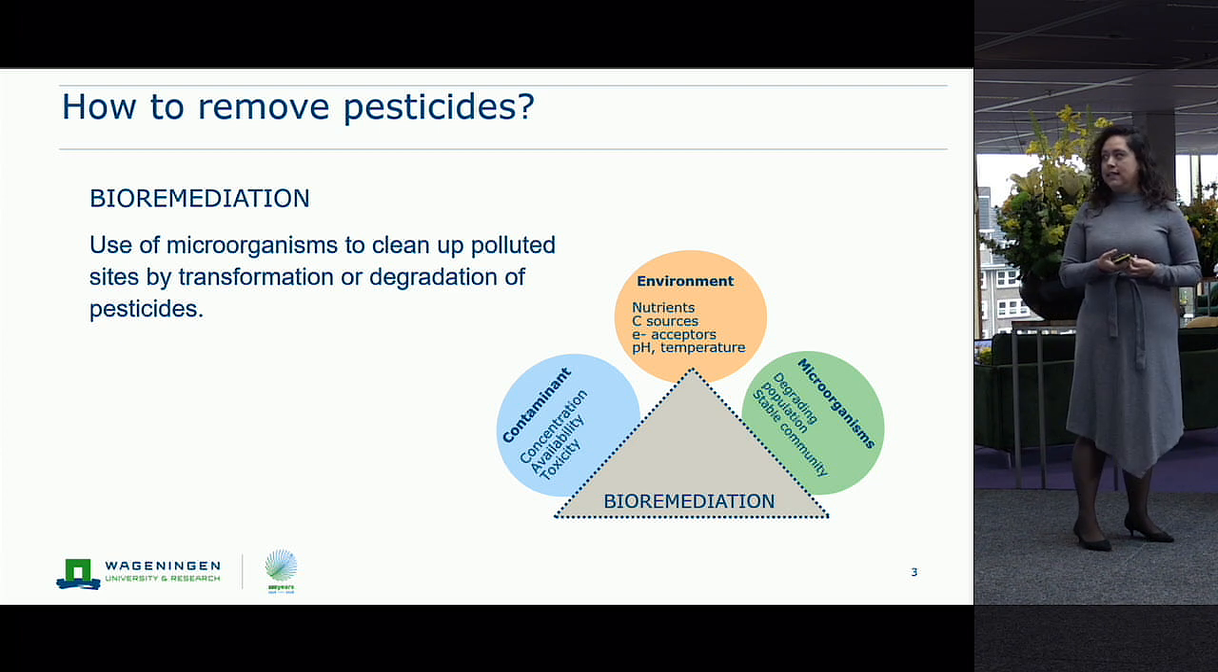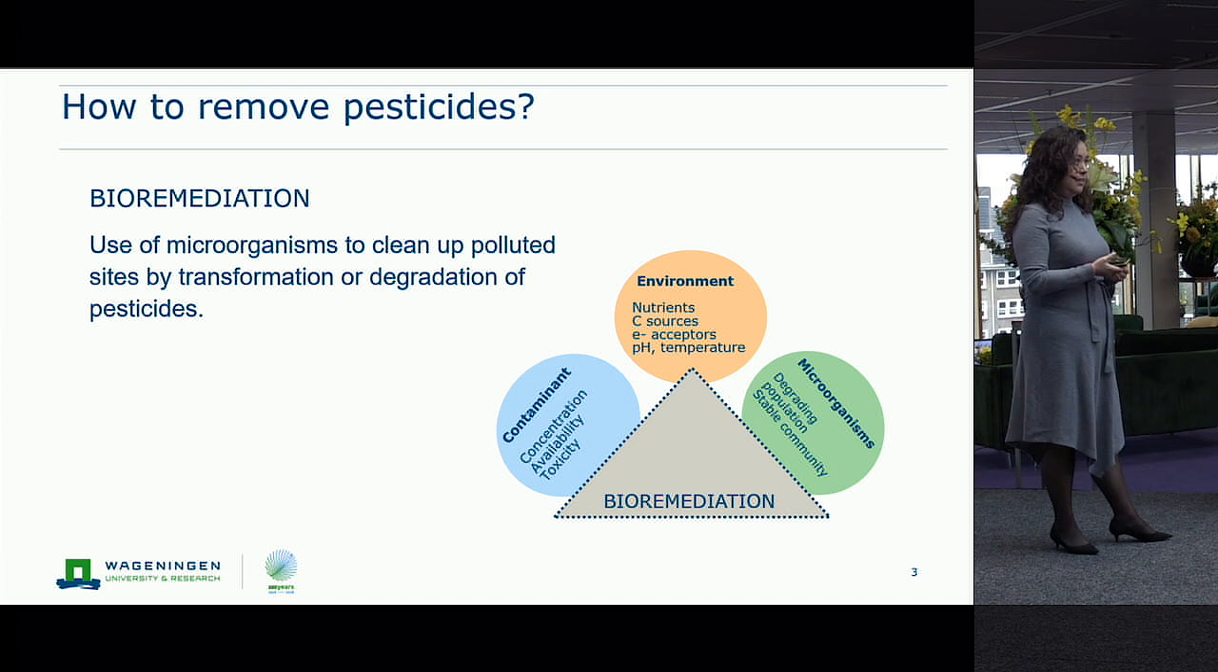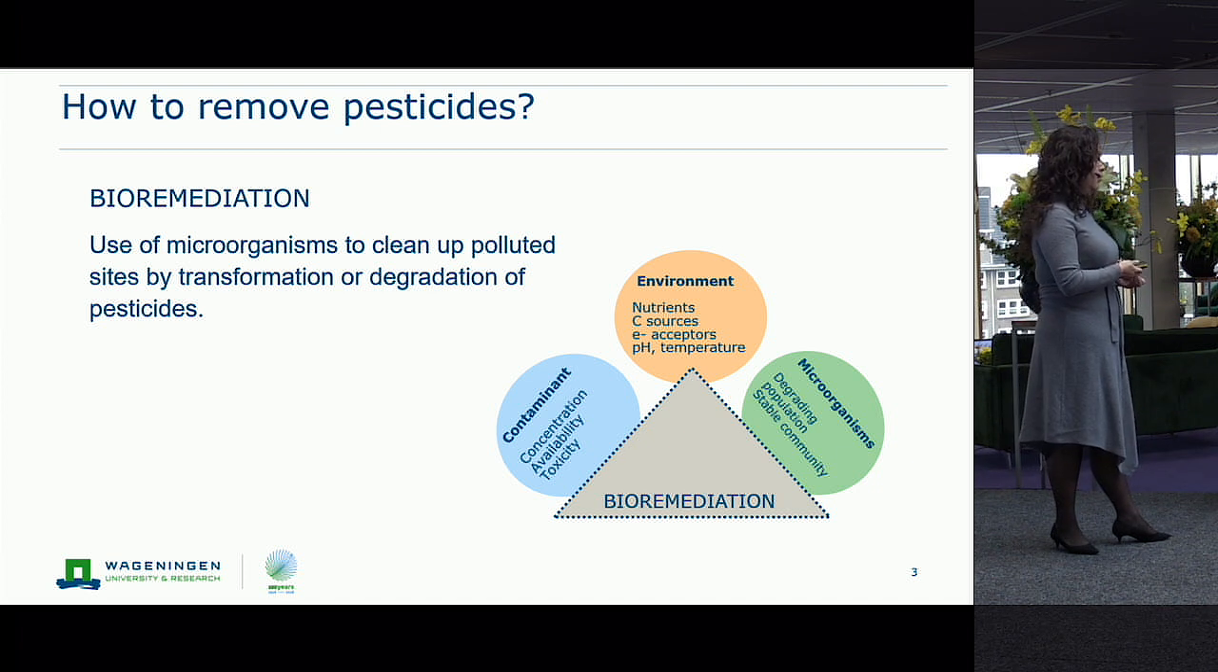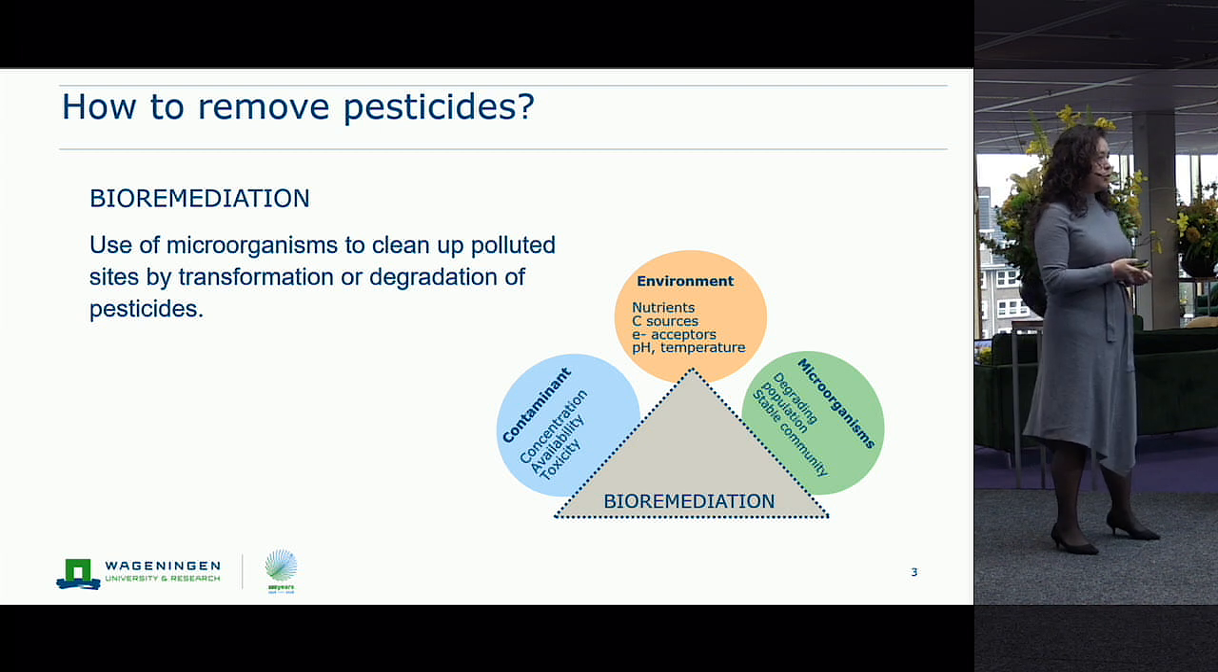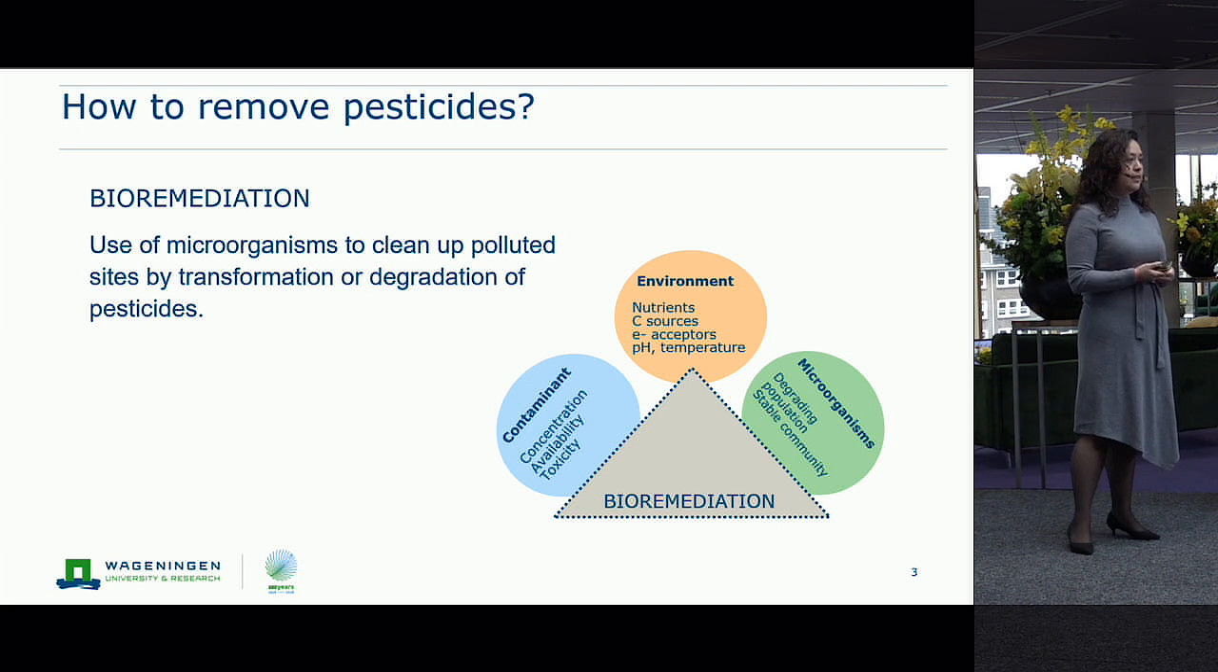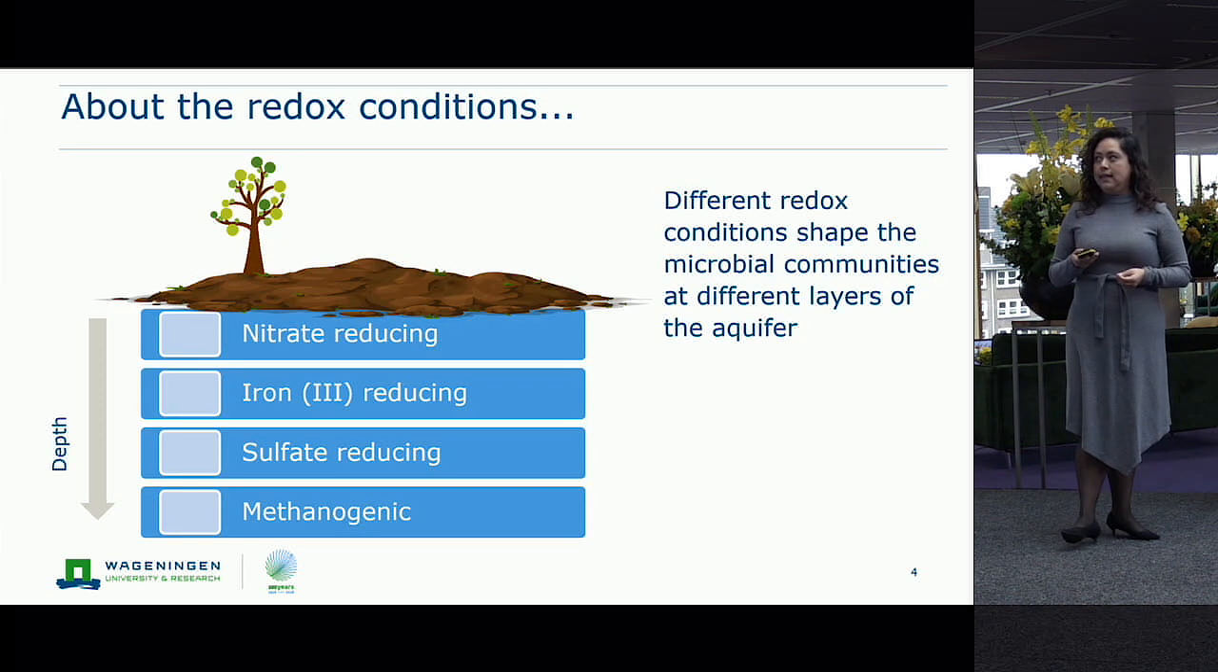But next to that, the contaminant concentration is also very low. As was mentioned before, it is in the micrograms per liter range. And of course, that's too poor for microorganisms to rely fully on pesticides for their growth.